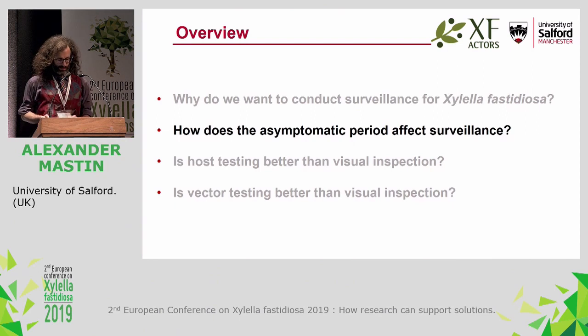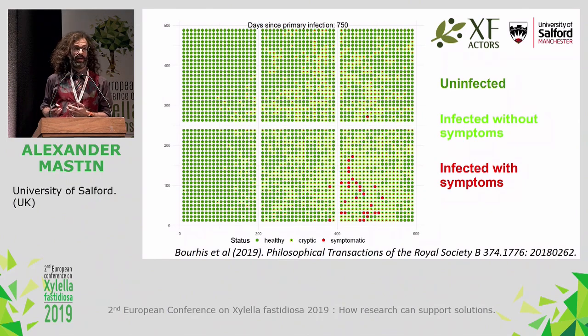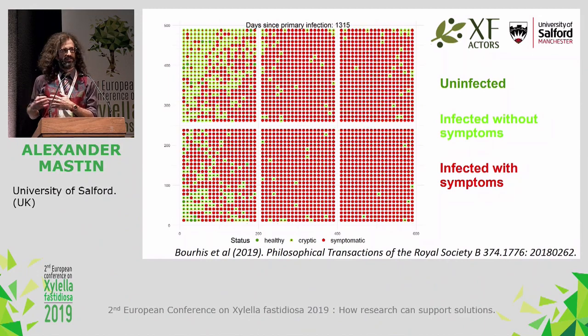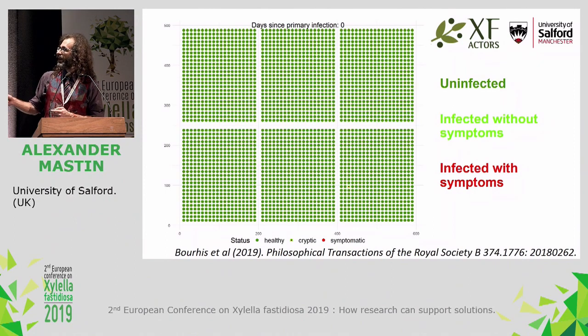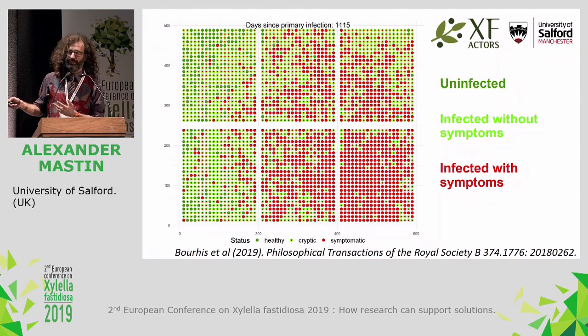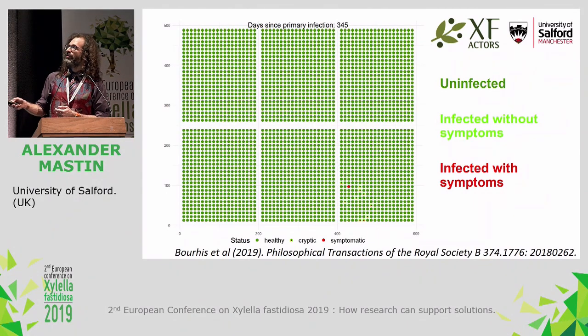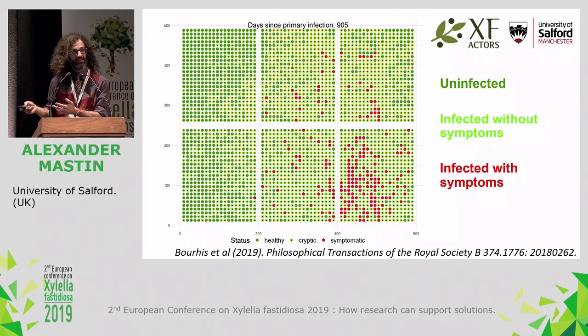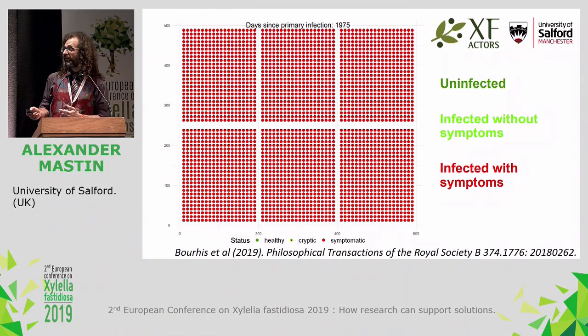Okay, so I'm going to talk a little bit about the asymptomatic period of Xylella and how that impacts on surveillance. These are some models created by Johan at Rothamsted, looking at the spread of Xylella in a series of different plots. And we can see different colours here. The red is infected with symptoms, the light green is infected with no symptoms, so the asymptomatic ones, and the dark green are the uninfected. As you can see, as it spreads through from a completely uninfected field, the majority of early infections are infected but are not showing symptoms. So these are the cryptic infections that you won't be able to detect using visual inspection.